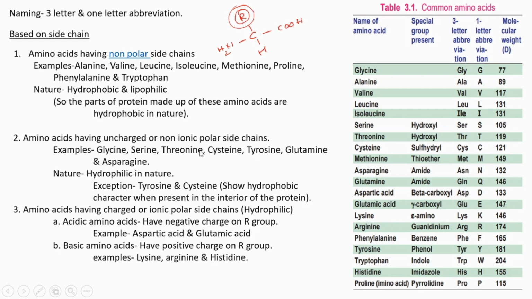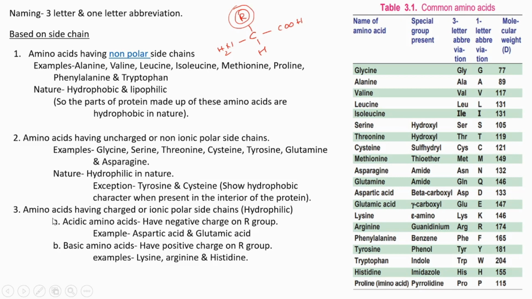As their nature is polar, they are hydrophilic. Still, exceptions are there. They are tyrosine and cysteine. They are hydrophobic and are usually found on the surface, but sometimes they are present in the interior of the protein.